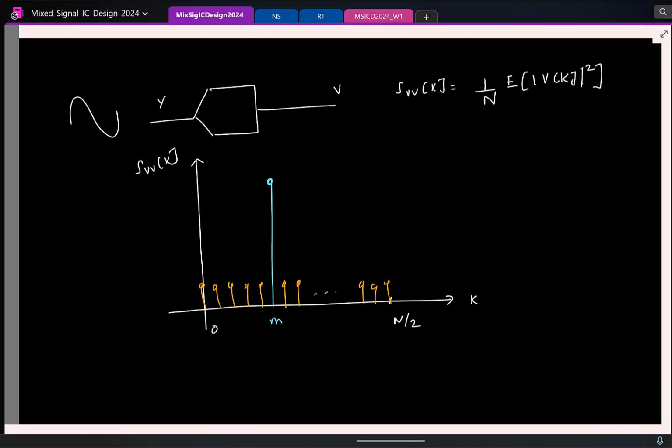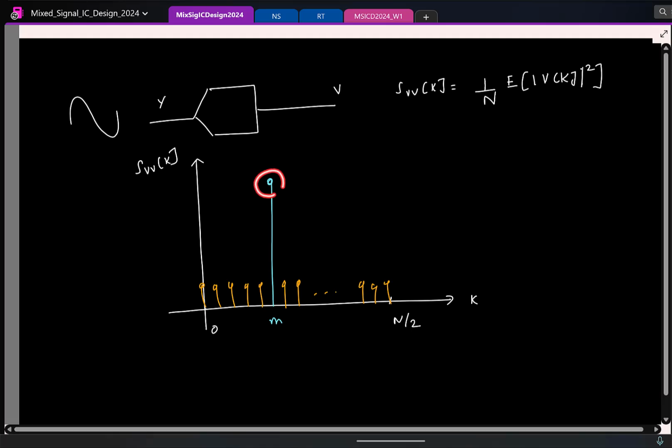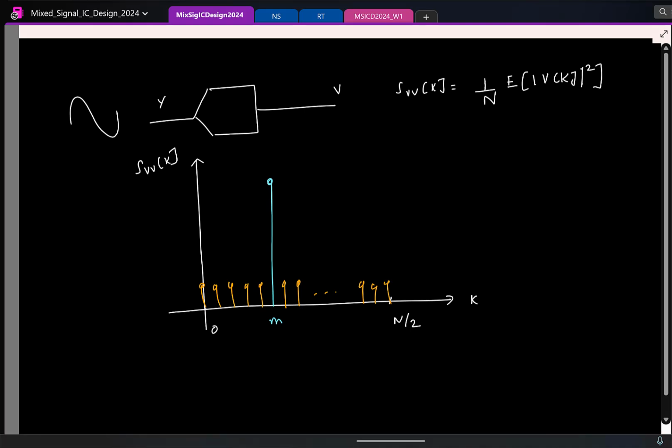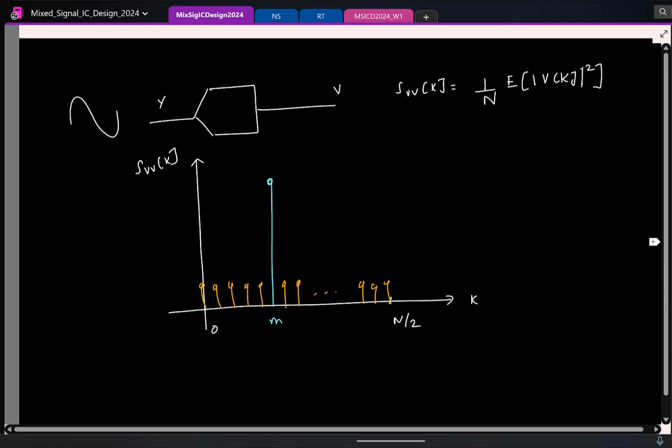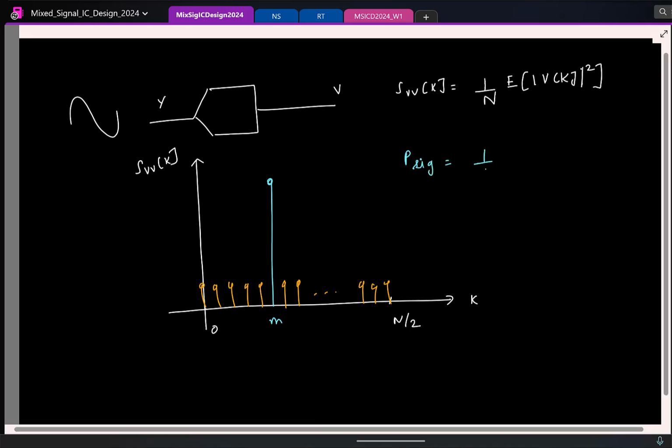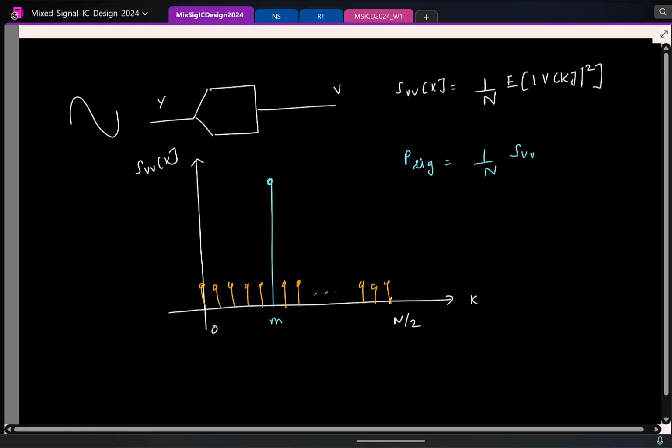So how do you find the signal power now? Yes, power at that point, but remember that when you are calculating the power, we are adding up the relevant frequency bins and scaling by 1 by n. Here also the signal is occupying the mth bin. So the signal power depends on the strength of this bin, but to be exact, it is 1 by n times S_VV of m.